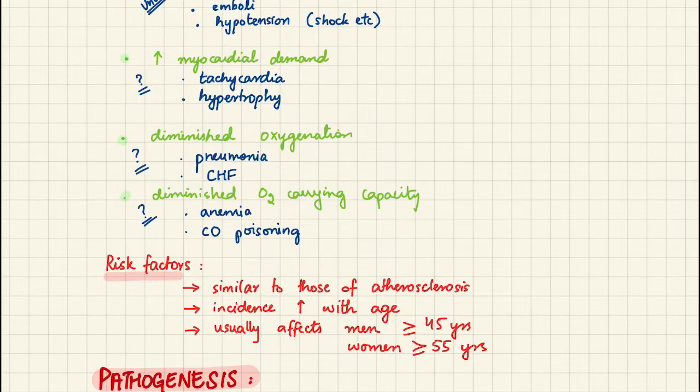Now, the risk factors for ischemic heart disease are similar to those of atherosclerosis because this is the major culprit, and the incidence of IHD increases with age. It usually affects men more, and postmenopausal women, that is more than 55 years of age, are also prone to develop IHD because estrogen is thought to be cardioprotective.